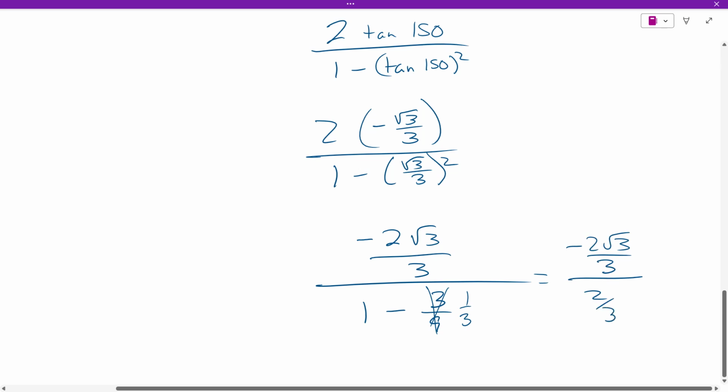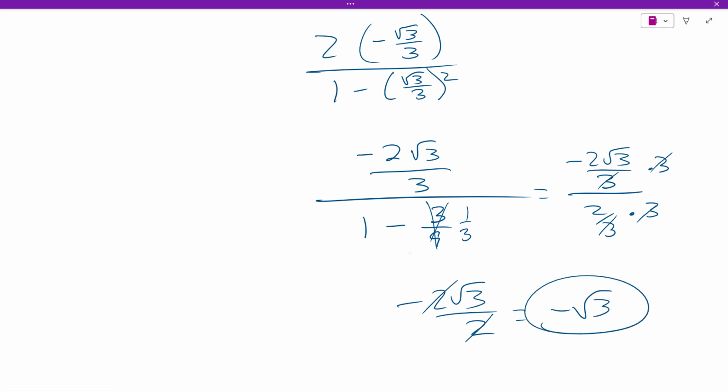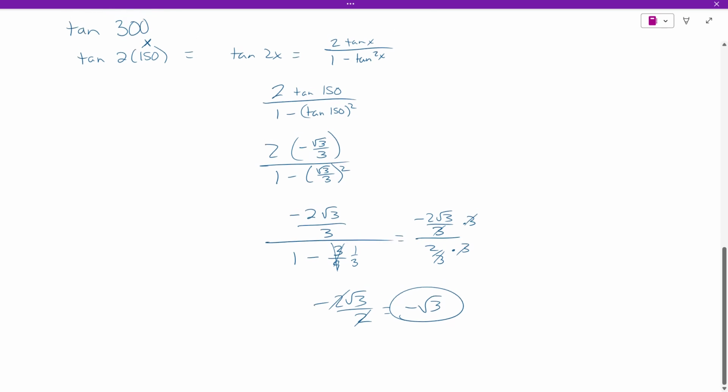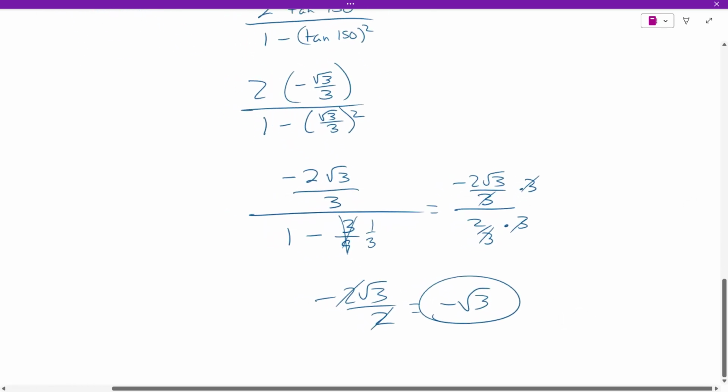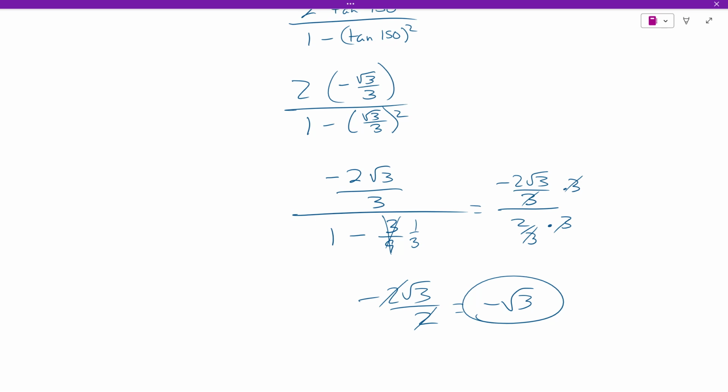Now, how do I get rid of a complex fraction? We're going to multiply top and bottom by 3. Those cancel. So you get negative 2 square root of 3 over 2. Your 2's cancel, and you get negative square root of 3. So after all that work, we have proven that the tangent of 300 is just negative square root of 3. Looking at your unit circle, yep, that is correct.